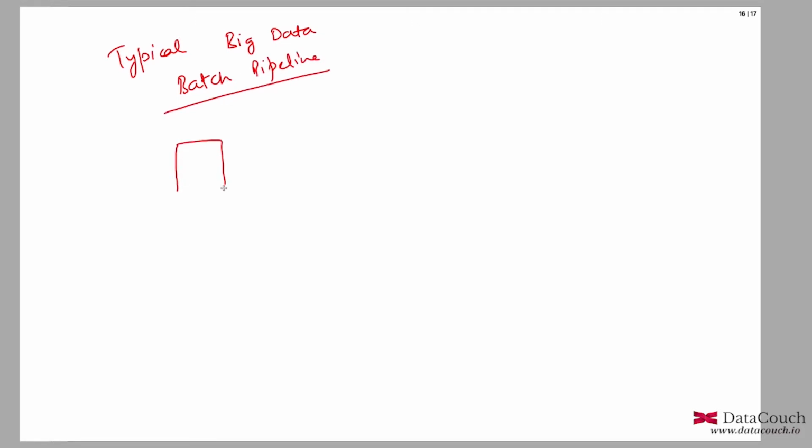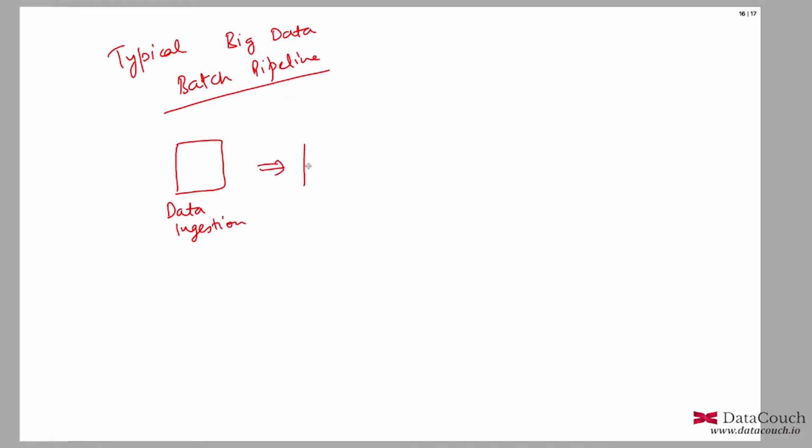Hello again. Let's start discussing typical big data batch pipeline. So in this pipeline we have multiple phases. So first phase is, let's say, data ingestion.